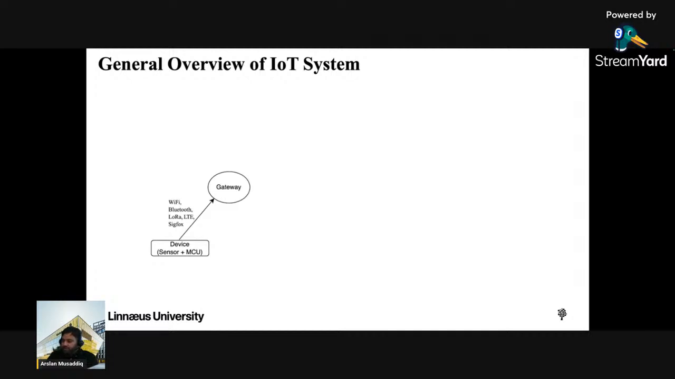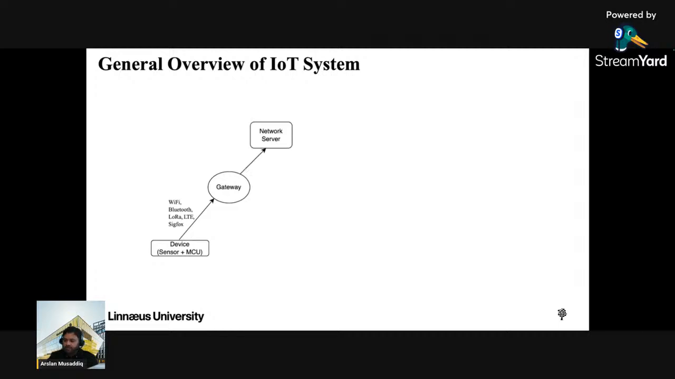This communication between device and gateway is happening with the help of a number of communication technology options that we have. For example, Wi-Fi, Bluetooth, LoRa, LTE, or Sigfox. In this lecture, I'm not going into the detail of these technologies because then it's a subject on its own, and it is out of scope of our lecture. So now just assume that we have a device that consists of sensors and a development board. It is sending data to the gateway using a communication technology.